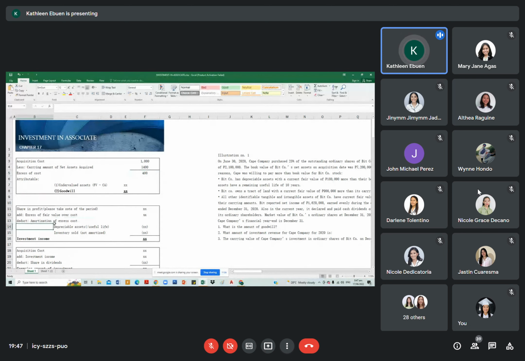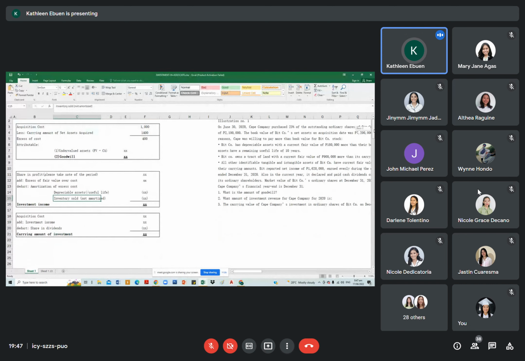And then, i-deduct natin yung amortization of excess cost. No? For example, undervalued yung ating machineries. No? So, we have to divide it to the useful life kasi class, kulang yung nai-record na depreciation expense. No? So, that's why kailangan ibawas na din natin siya dito. Yun yung ano dyan. Sa inventory sold naman, so, dahil kulang, understated yung cost of goods sold natin, ibabawas din natin siya dito. So, understated ang cost of goods sold.